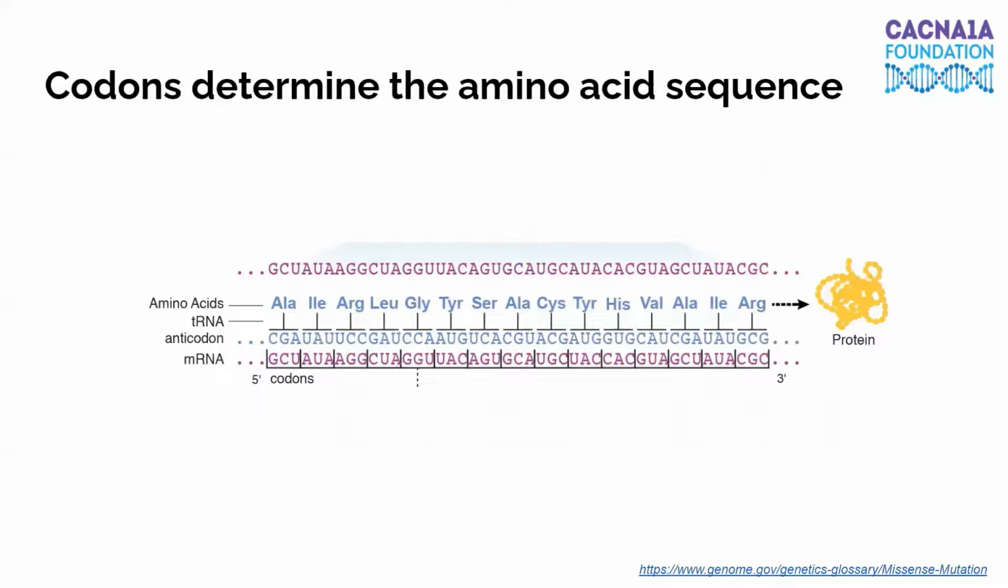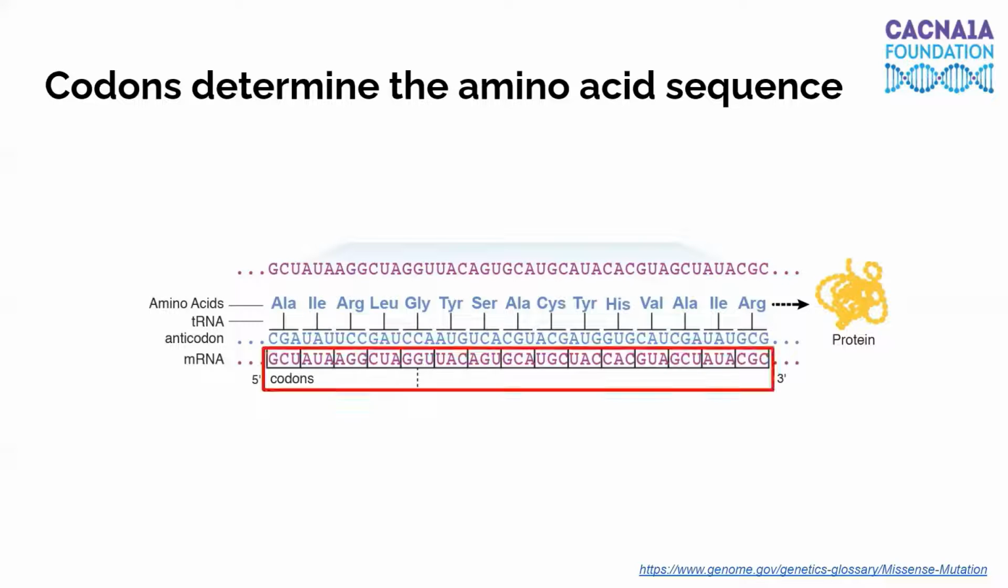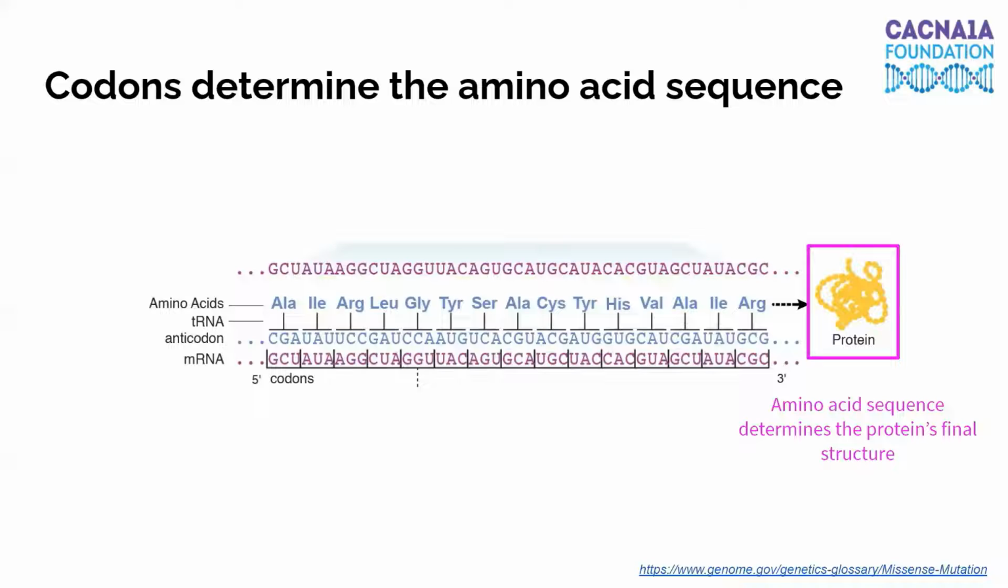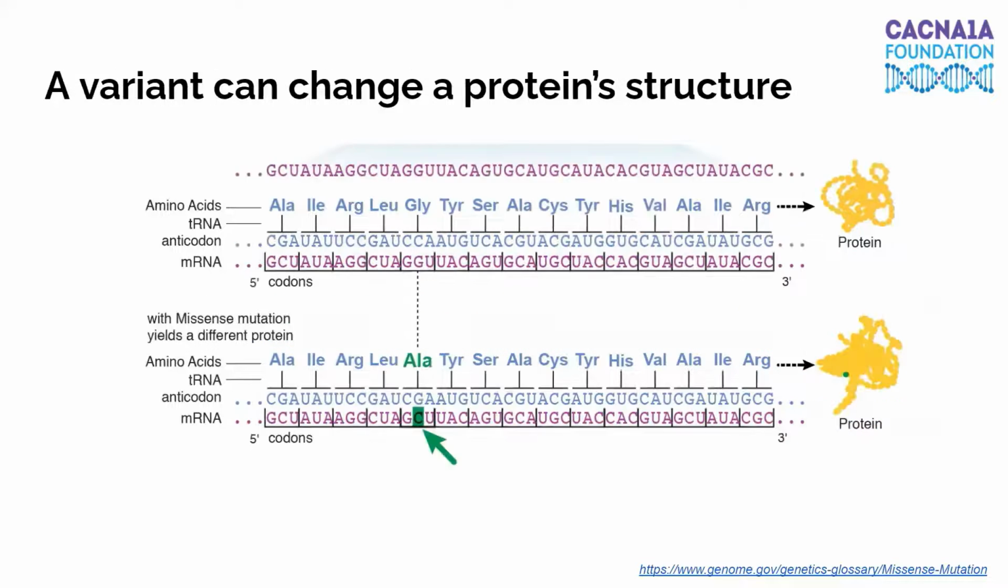These codons are so important because they determine the order, or the sequence, of those amino acids. We've got a strand of mRNA here highlighted in red, and you can see all of the codons separated out. Highlighted in green are the corresponding amino acids. The order of those amino acids determines the protein's final 3D structure, and a variant can very well change that overall protein structure.